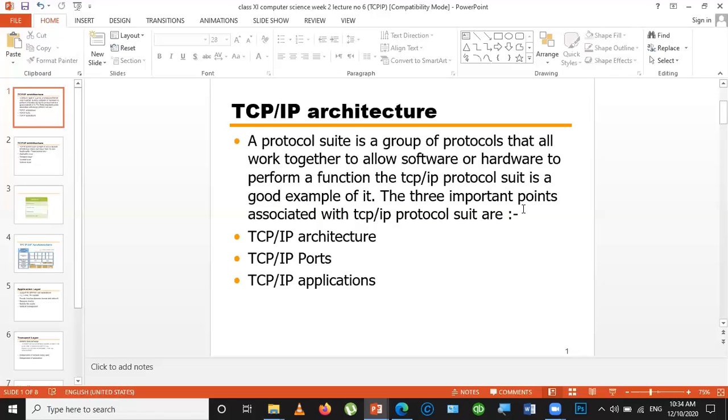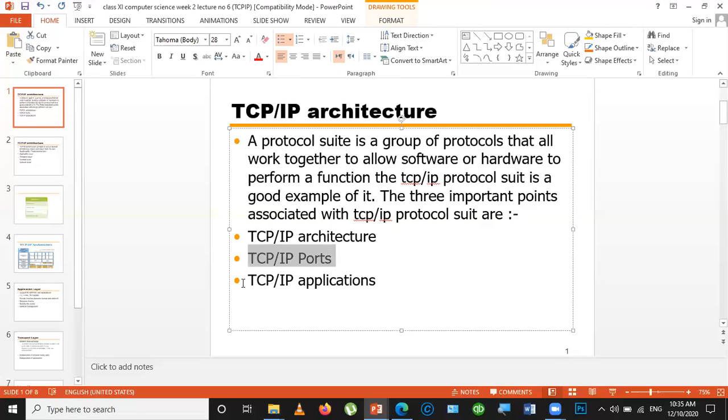A protocol suite is a group of protocols that all work together to allow software or hardware to perform a function. The TCP/IP protocol suite is a good example of it. The three important points associated with TCP/IP protocol suites are TCP/IP architecture, TCP/IP ports, and TCP/IP applications.